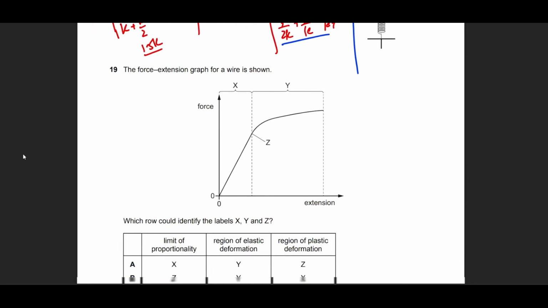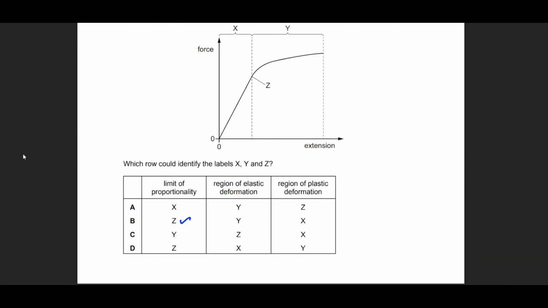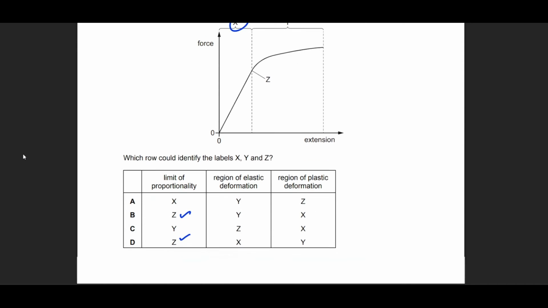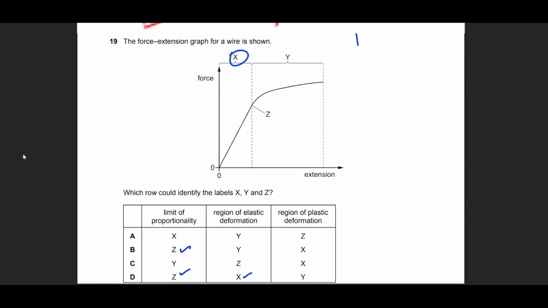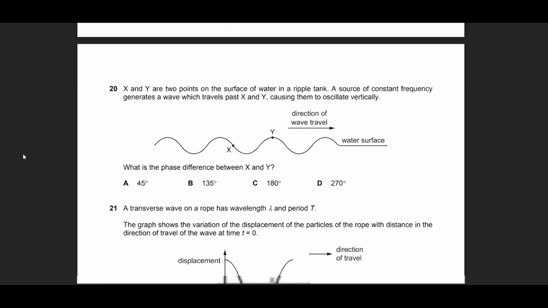Okay. Question number 19. A very straightforward question. Again, no need to waste our time over here. He says Z is the limit of proportionality. Very much clear. The region of elastic deformation is X. So whatever follows this is going to be my answer. So question number 19 is going to be option D, very much so.